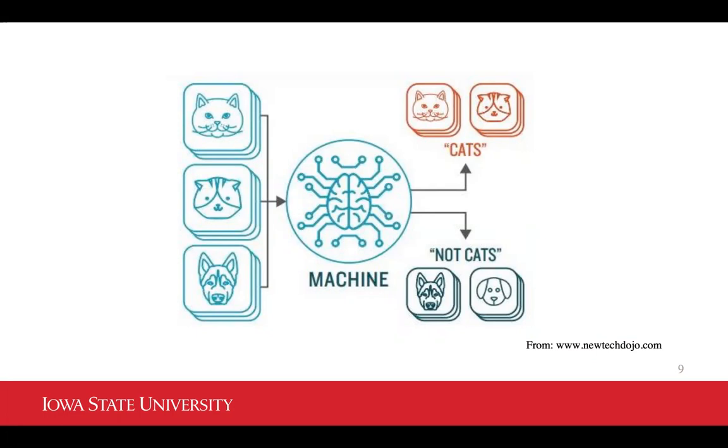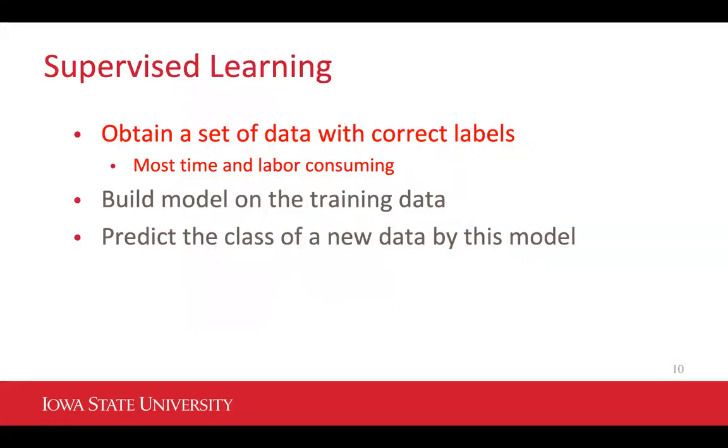So in those 3 steps of supervised learning, the most time-consuming and label-consuming part is actually the first one, how to obtain a set of data with correct labels, how to obtain a good training data, a good training set. Building the model and prediction is actually not that time consuming. So this is also the reason that many companies and many researchers put a lot of resources into getting a better set of training data.